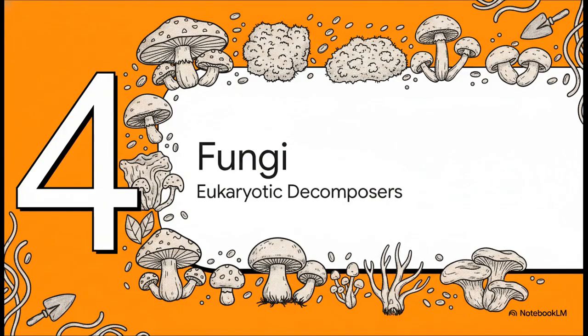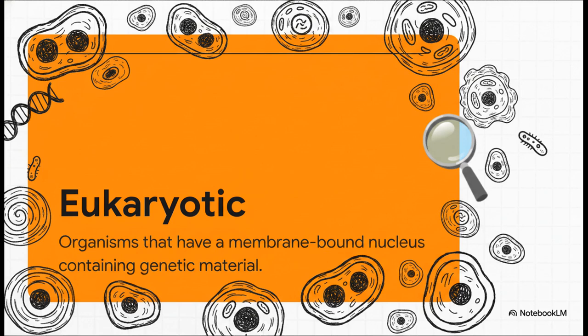Finally, Section 4, the eukaryotic decomposers, fungi. So unlike the bacteria we looked at earlier, fungi are eukaryotic, and that's a massive evolutionary leap. Eukaryotic organisms actually have their genetic material locked safely away inside a beautifully defined nuclear membrane. It's just a much more organized, complex cellular setup for this family, which includes molds, yeasts, mildews, rusts, and even the mushrooms in your garden.